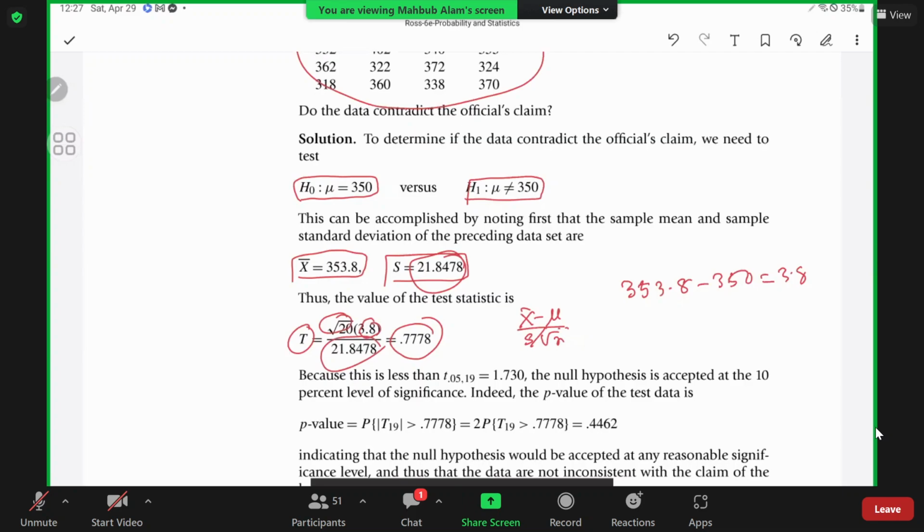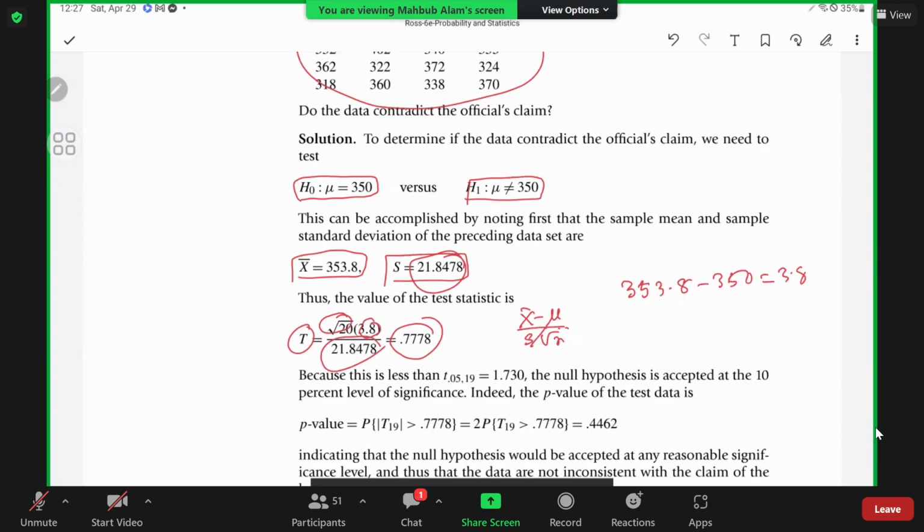Okay, so that ends the hypothesis testing. What time is it? 12:28. Okay, 115 minutes. Okay, let's go some minutes more. Then we'll discuss the question.